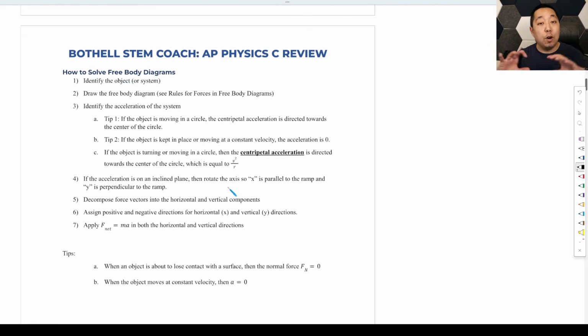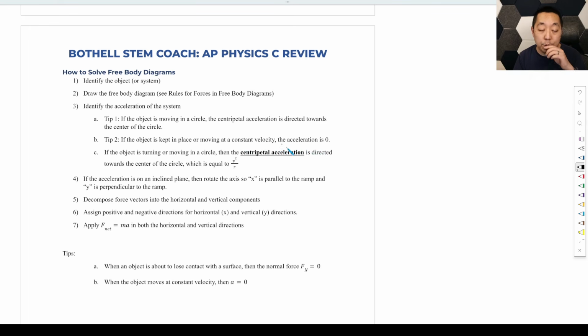Okay, so overall process, all right, how do we solve free body diagrams? We want to identify the object or the system. We want to draw the free body diagram following our rules for free body diagrams. We want to identify the acceleration in the system. If it's moving in a circle, then there's centripetal acceleration directed towards the center of the circle. If it's kept in place or moving at constant velocity, the acceleration is zero.